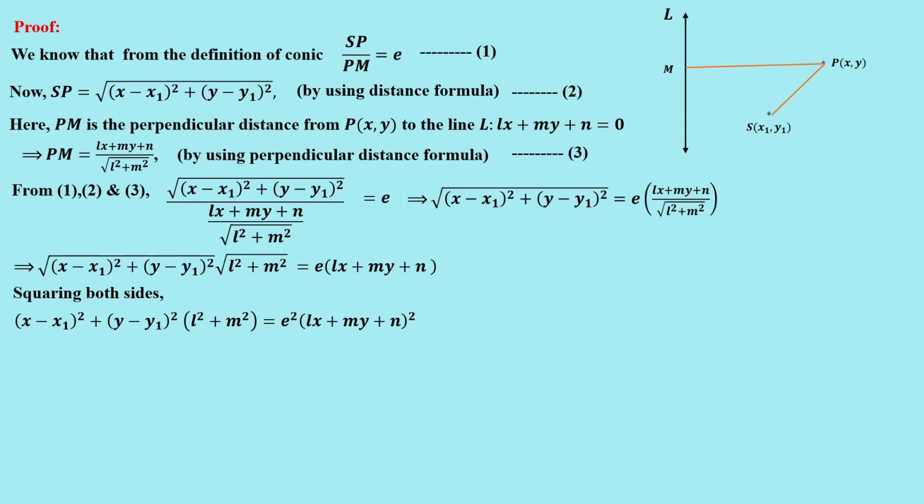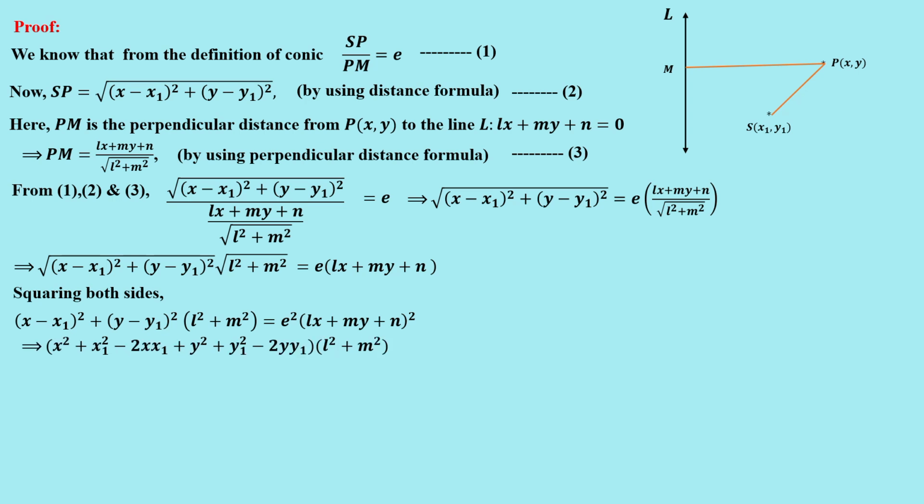So the remaining term is (x minus x1) square plus (y minus y1) square into (L square plus m square), because when we are squaring, the square root will go for both terms on the left hand side, right, which is equal to squaring on the right hand side, e square (Lx plus my plus n) the whole square.